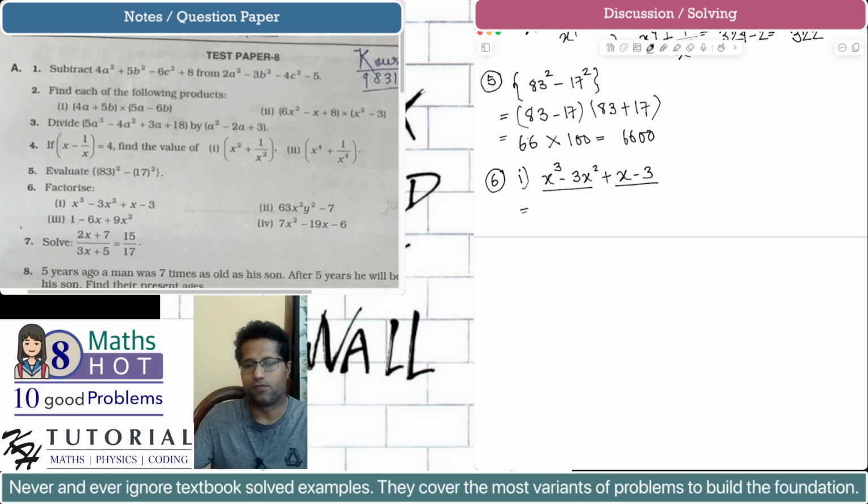And from the first group, we can take the common factor as x, and we get x multiplied by x square minus 3 x square. The common factor will be x square, not x.